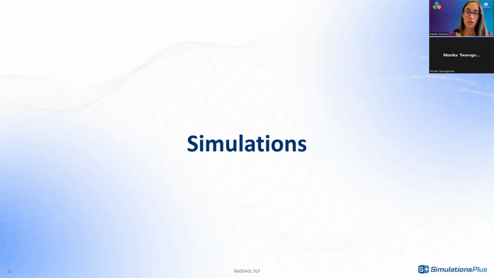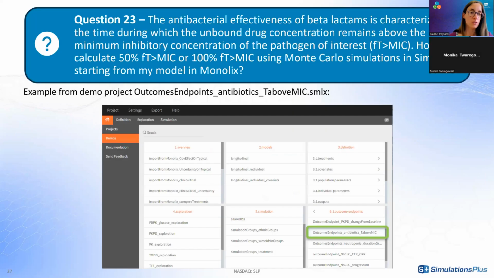All right, so now we can move on to the questions on simulations. So the first question that is quite detailed is about simulating antibiotics. So the antibacterial effectiveness of beta-lactams is characterized by the time during which the unbound drug concentration remains above the minimum inhibitory concentration, that we call MIC, of the pathogen of interest. And so this outcome is usually written like this.